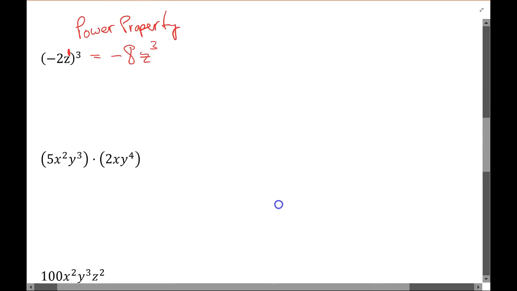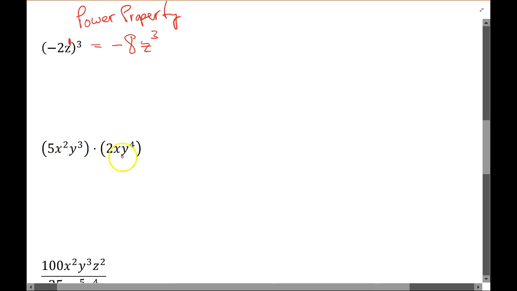All right, let's move on to the next example. Back to the product property. In the product property, again, coefficients. Make sure you check them out. They're your big numbers compared to your bases, which are your exponents, which are smaller numbers. 5 times 2 is 10. And then x squared times x is x to the 3rd. And y cubed times y to the 4th is y to the 7th. Remember, product property, you add.